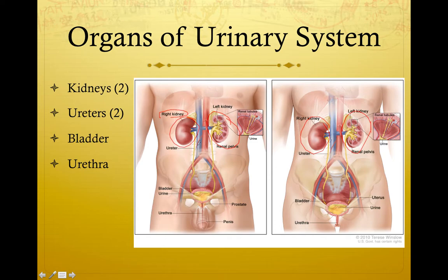Attached to your kidneys are what are called ureters. These are the structures here that take urine from your kidney down to your urinary bladder, which is this structure here. From your urinary bladder it goes through your urethra and out your body. We'll talk about the urethra as well, but these are the organs of your urinary system.